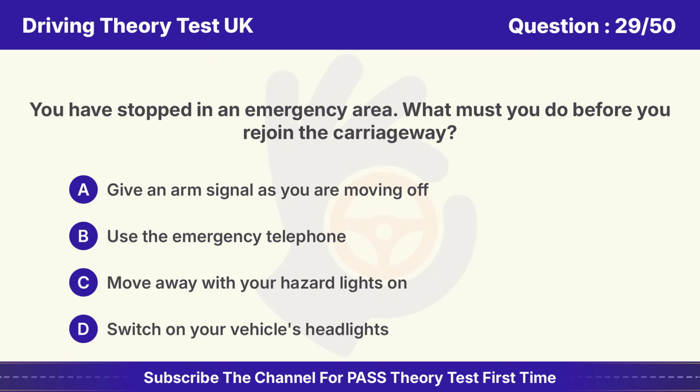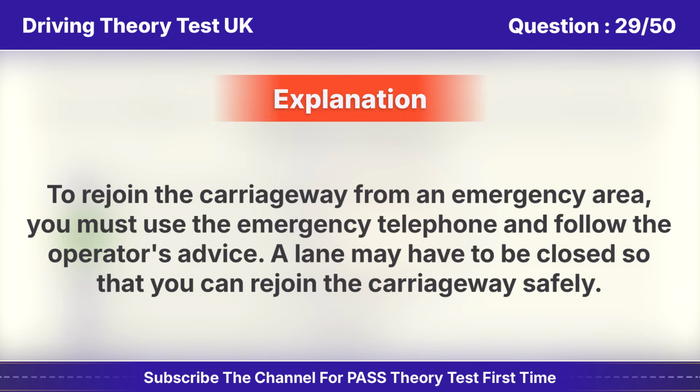Question 29. You have stopped in an emergency area. What must you do before you rejoin the carriageway? Answer is B. Use the emergency telephone. To rejoin the carriageway from an emergency area, you must use the emergency telephone and follow the operator's advice. A lane may have to be closed so that you can rejoin the carriageway safely.